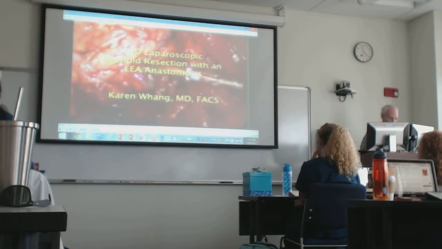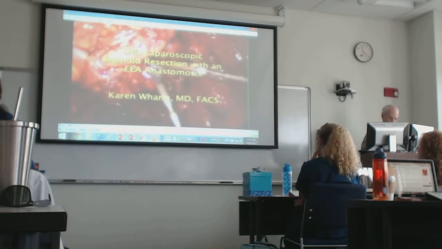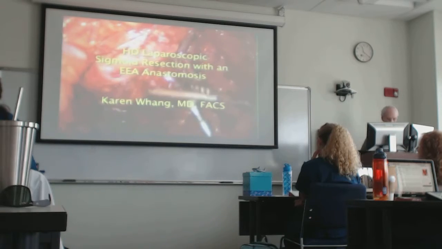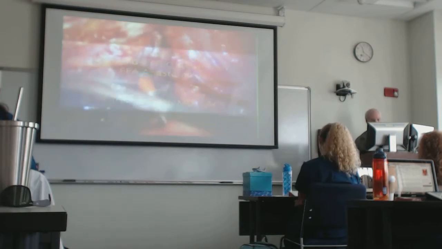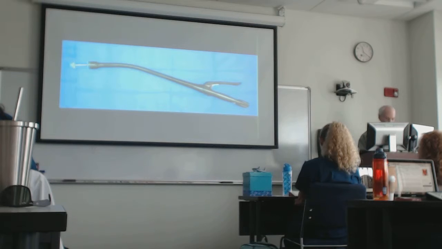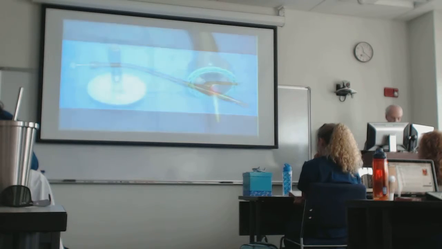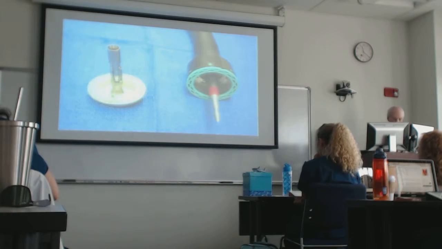This video demonstrates a laparoscopic sigmoid resection for mild diverticulitis. The EEA stapler used for the anastomosis is shown here. The handle is on the right, the anvil and the staple cartridge on the left. This close-up shows these two parts of the instrument separated. The anvil will be placed in the proximal end of the bowel.